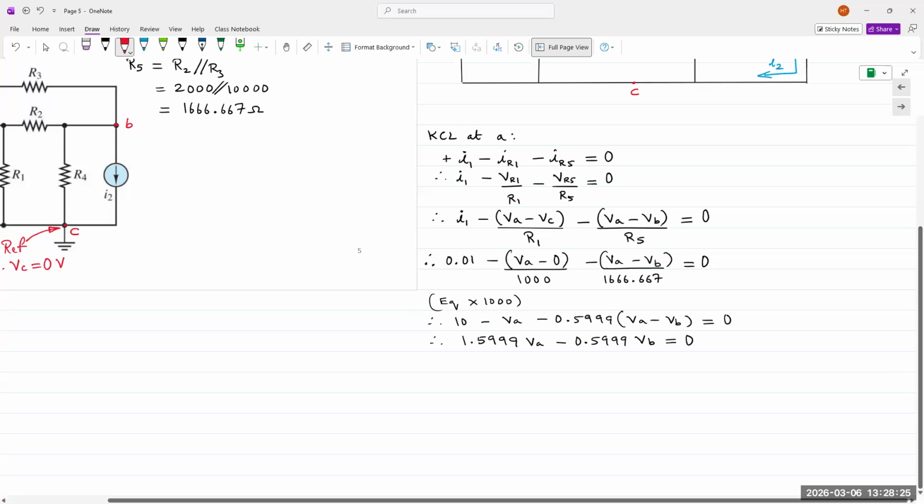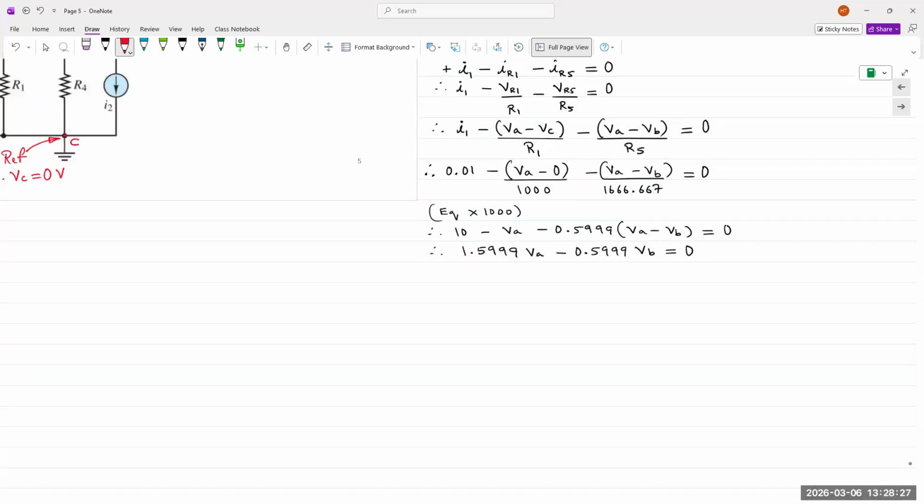And you will note and label this as equation 1. Okay, that's our first equation. Two unknown variables. That means we need one more equation in order to solve for VA and VB.